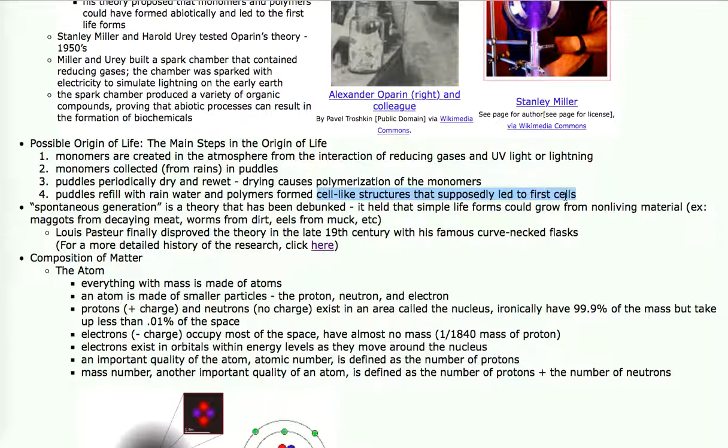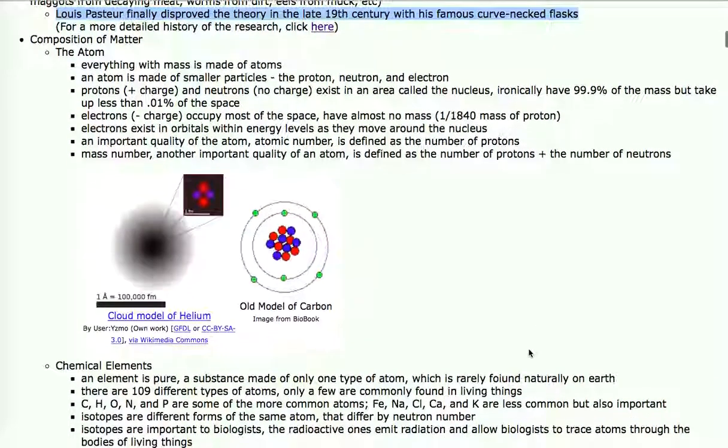What we do know is that the spontaneous generation concept, which was the old theory that simple life forms could grow from non-living material, was incorrect. And if you remember from the introduction, I told you that Louis Pasteur, using the curved neck flasks, disproved the whole concept of spontaneous generation. So we don't think that is how Earth generated life.